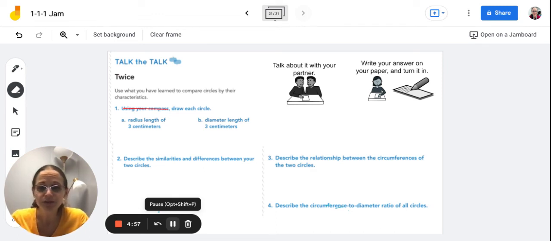On part 3, you're going to describe the relationship between the circumferences of the two circles. And finally, we want you to describe the circumference to diameter ratio of all circles everywhere in the entire world. For this activity, you may talk about these answers and questions with your partner, and then I want you to write your answer on your own paper and turn that paper in.